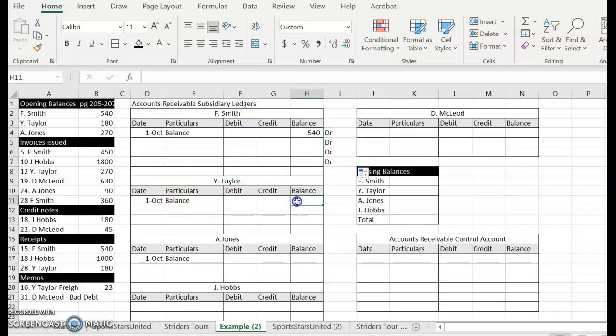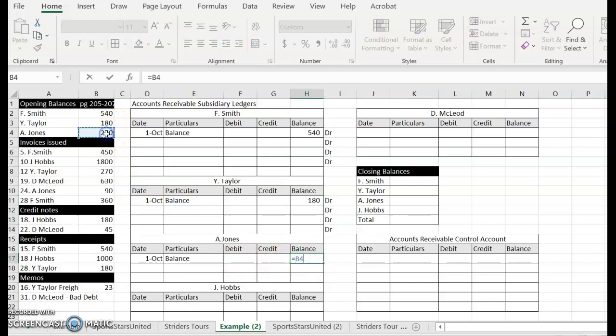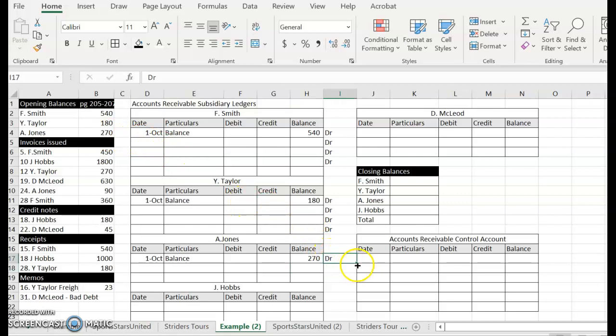Y. Taylor has an opening balance, type equal, click on Y. Taylor's opening balance, and again DR, and fill that down. And A. Jones has an opening balance of 270, DR, and fill down. So we entered the opening balances for our 3 starters.